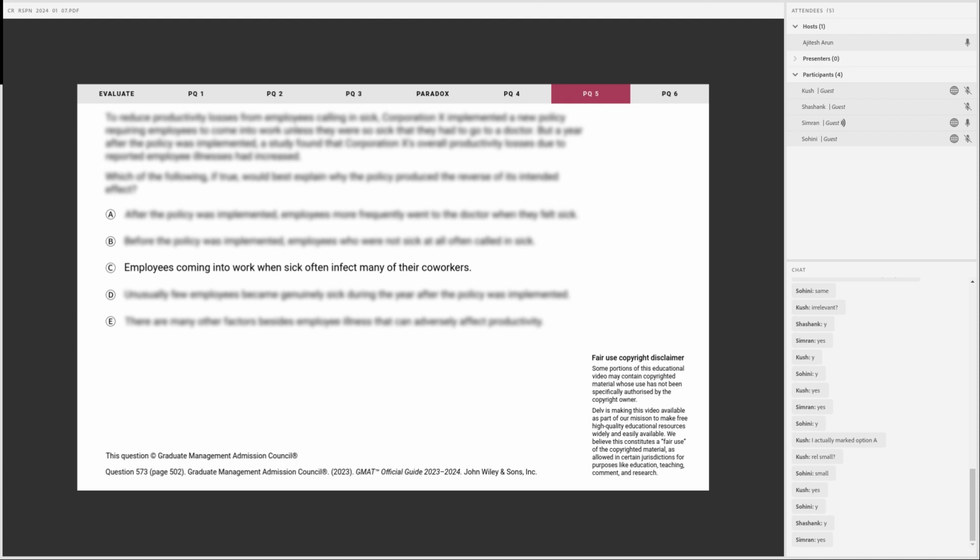I have a question on the difficulty level of this question. GMAT Club says it's about a 500, 600 difficulty question, but is that a fair estimate? Can we rely on the difficulty level that GMAT Club shows? So, in the official guide, this would be a medium difficulty question. Question 573, that would be medium difficulty.